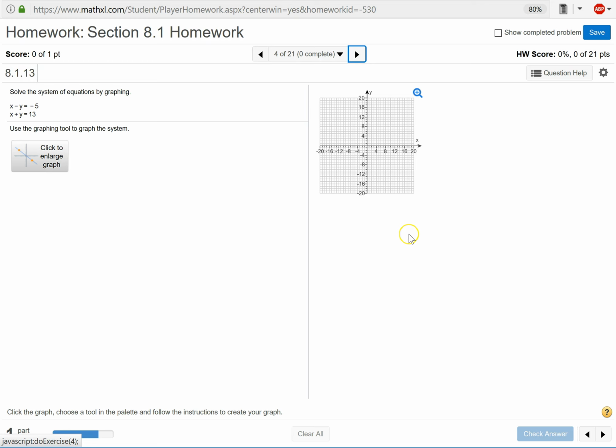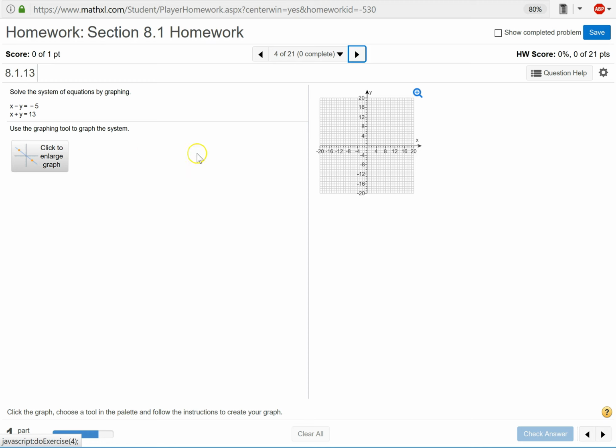Problem number 4. Remember, the whole point of section 8.1 is to find that particular point on the graph in which there's the intersection point between the two. So x minus y is equal to negative 5, better graph that guy, and x plus y equals 13. Notice the graph is kind of large for that here. So what's the work behind it first of all? That's what we're going to figure out first, and then we'll go from there.